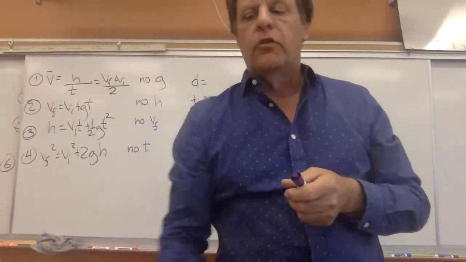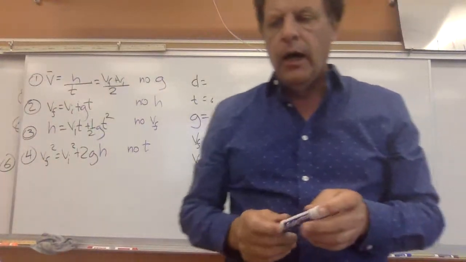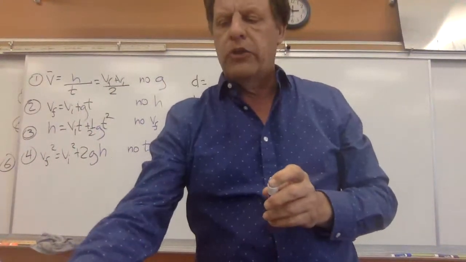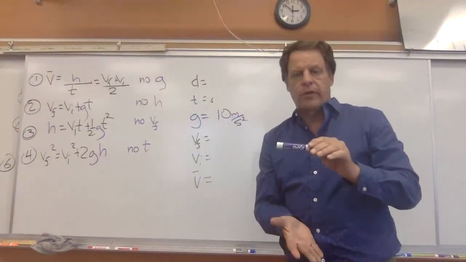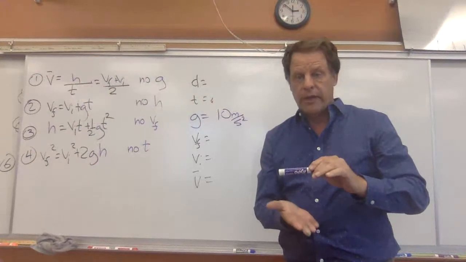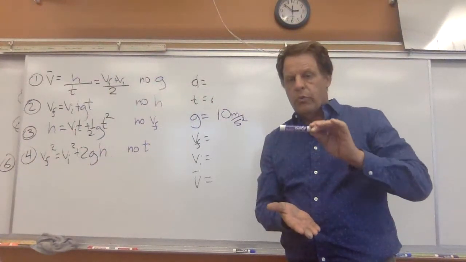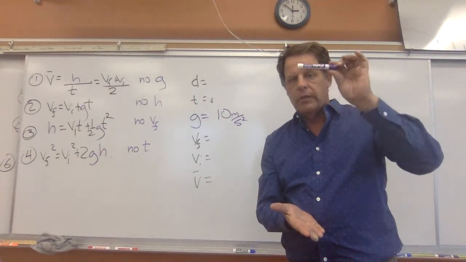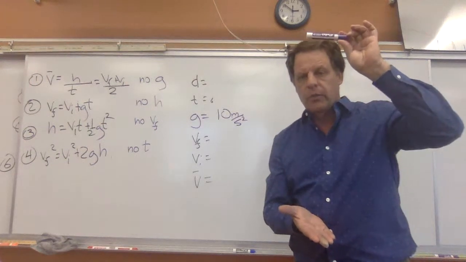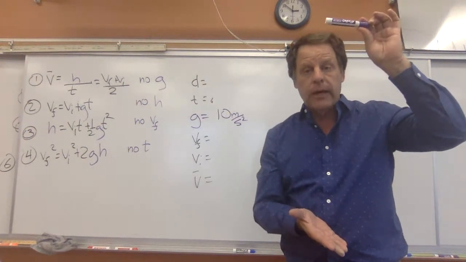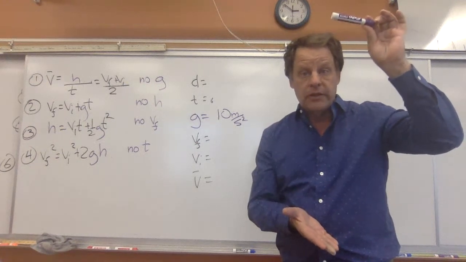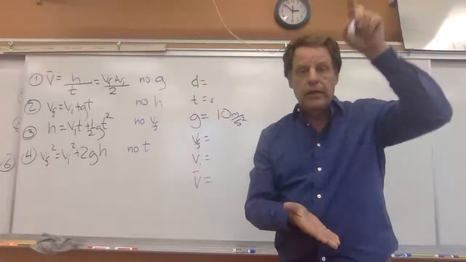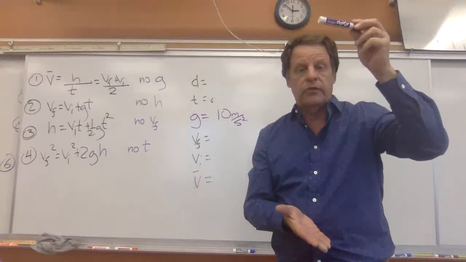A couple other things. If I throw something up with a velocity of, let's say, 10 meters per second, gravity is slowing it down and slowing it down and slowing it down. At a certain point, it's going to reach its maximum height. At that maximum height, the velocity is 0. So at the top of the arc in the up and down direction, that velocity is 0.